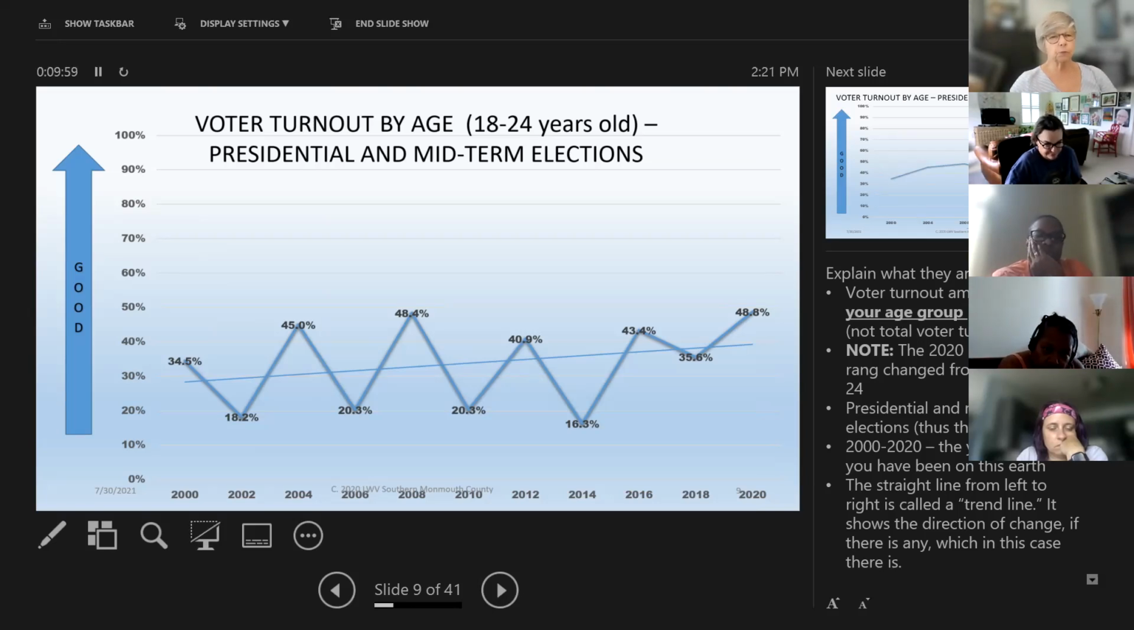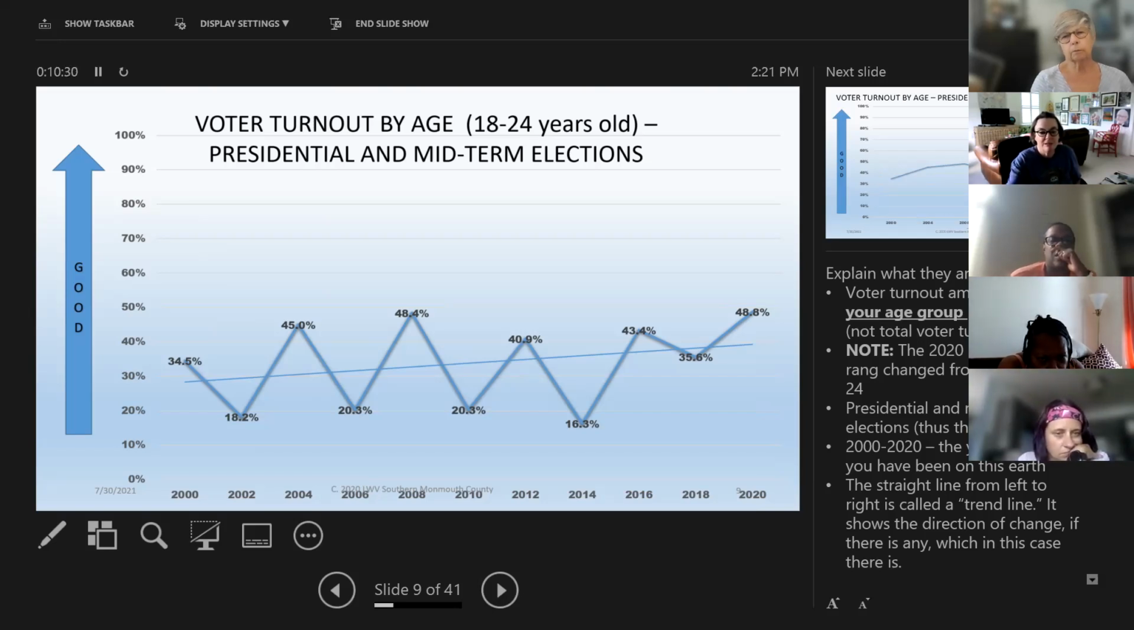So 2000 was a presidential election, 2002 was a midterm, 2004 was presidential, 2006 was midterm. So again, take a look at the graph and tell me some of the things you know for sure from looking at that, or some of the assumptions that you can make. People were really motivated for the midterm elections, which we saw in the other one in 2018. I mean, so much higher than the other.